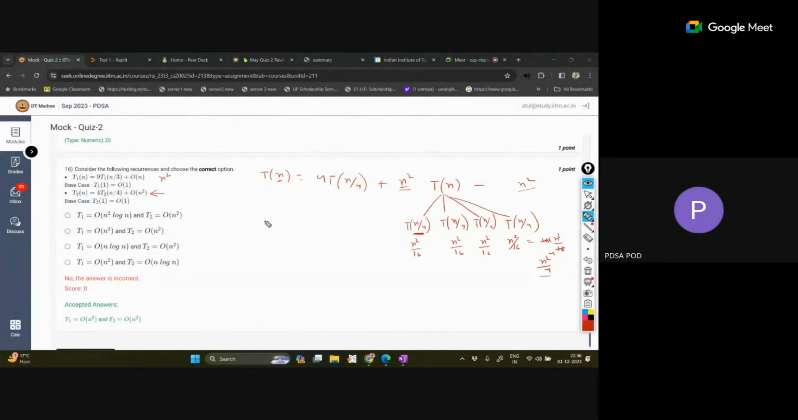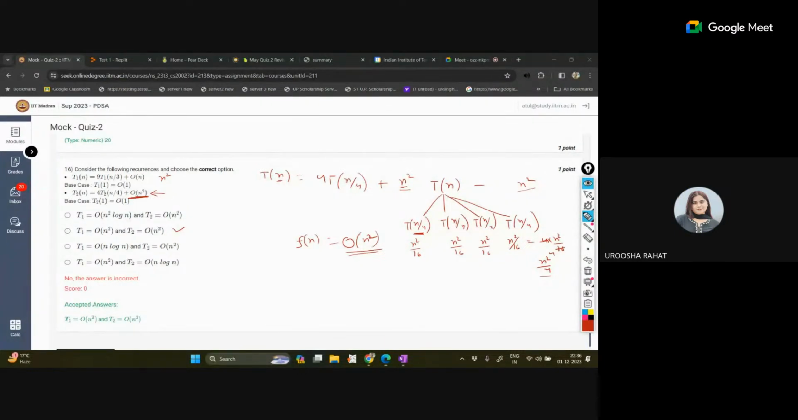In the decreasing case, we just pick f(n) as the complexity. So just write the complexity is f(n) equal to big O of n square. Same n square. So the answer will be B.